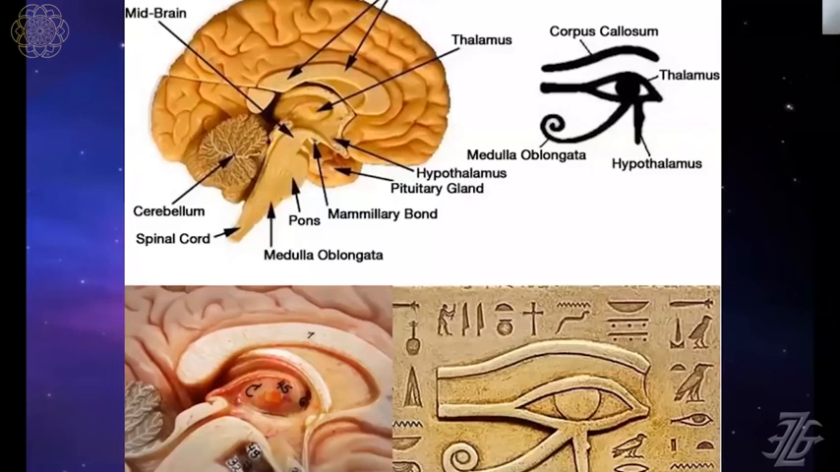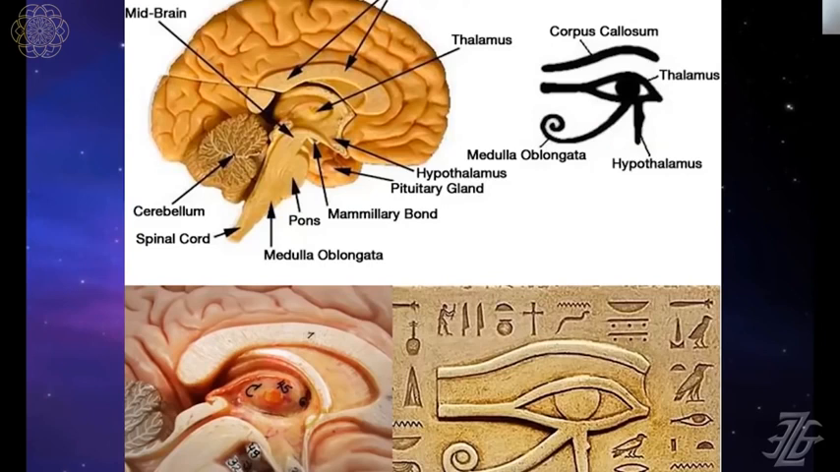This slide I actually use in my presentation on ancient civilizations because we have Egyptian hieroglyphs here. So the Egyptian eye of Horus is actually a representation of the third eye. And you can look at it to the right over here. This is the Egyptian eye of Horus. Look at it. Look how similar it is to the third eye.